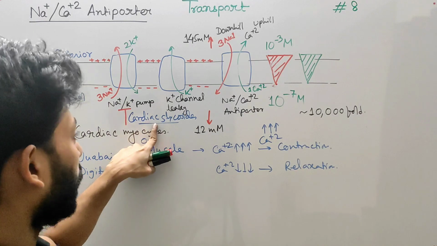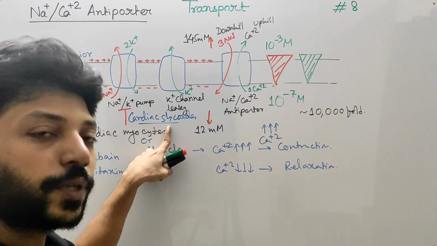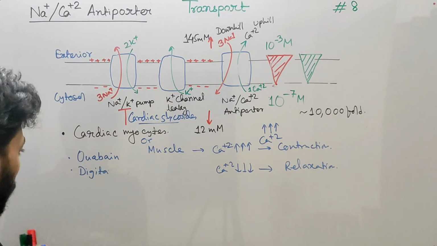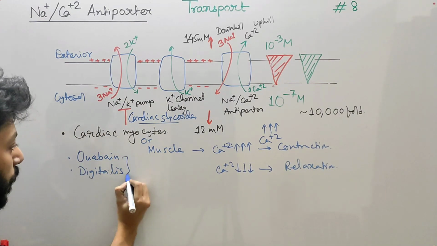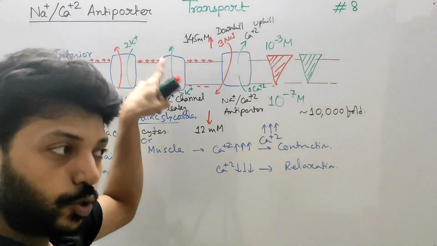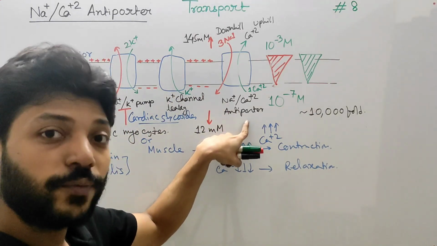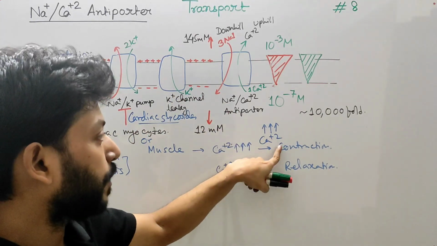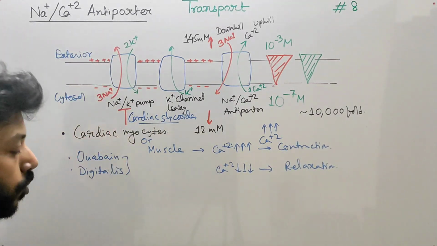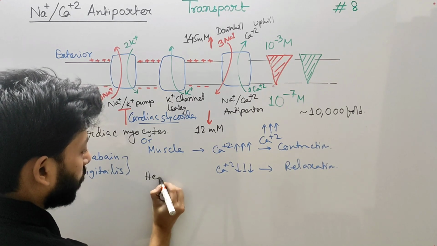But when we treat cardiac myocytes or cardiac muscles with chemicals like ouabain and digitalis, these two chemicals inhibit this pump and disrupt the electrochemical gradient of sodium, and that hampers the functioning. It will perform less efficiently, so calcium concentration will increase, so it will contract. So these drugs are used in the treatment of heart failure.